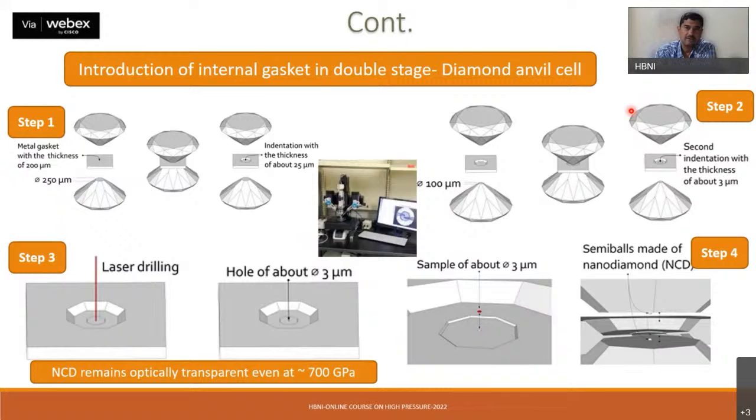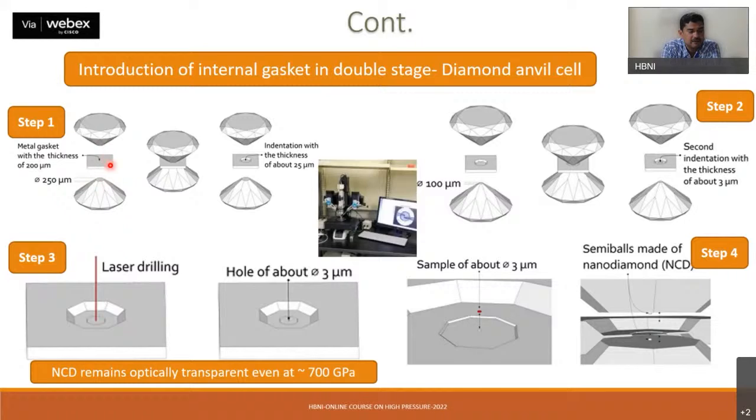So you see here, I have given 4 steps: step 1, step 2, step 3, and step 4. In step 1, they especially fabricated the internal gasket in this double stage diamond anvil cell to go into the terapascal region. They take a larger anvil of 250 micron and a metallic gasket, especially rhenium, because rhenium has higher yield strength in the megabar region than tungsten, and tungsten is brittle, so people prefer rhenium gaskets in the high pressure range.